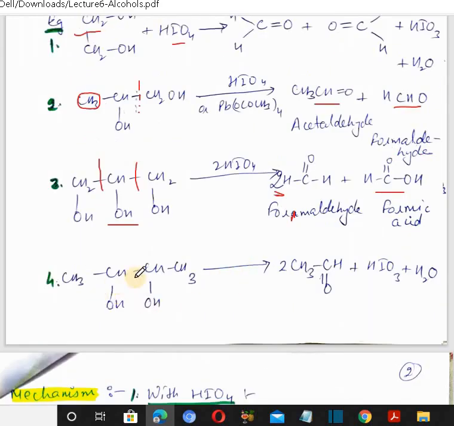So we get a mixture of carbonyl compounds while glycols are treated with periodic acid or lead tetraacetate. Similarly, another example is in this, the central carbons have OH groups, so this bond will break and we will get CH3CHO. Here also CH3CHO means two molecules of acetaldehyde plus HIO3 plus water. So in glycols, if we treat with periodic acid or lead tetraacetate, that is if oxidation is done with these two reagents, then we get a mixture of carbonyl compounds. And then is the mechanism.